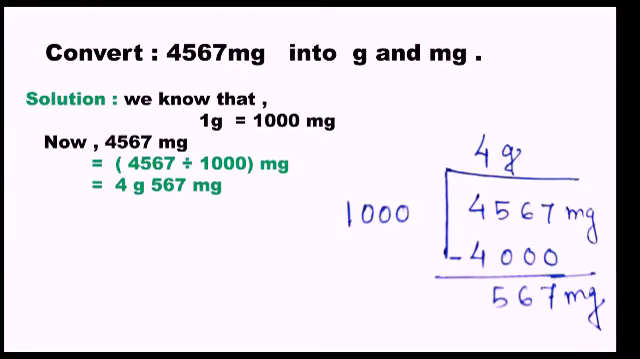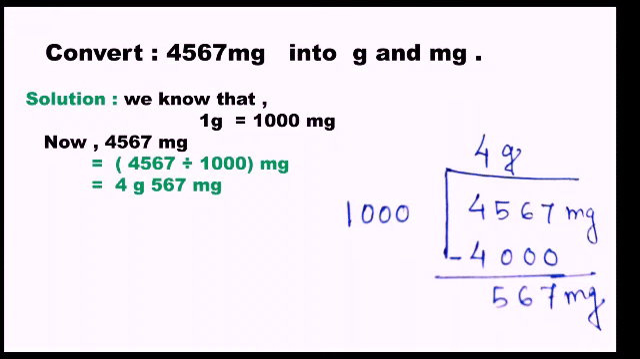Next conversion, 4567 milligram into gram and milligram. You know that milligram is the smaller unit and gram is the bigger unit. So we have to convert milligram to gram, that means smaller to bigger. When we have to convert smaller to bigger unit, at that time we have to divide.